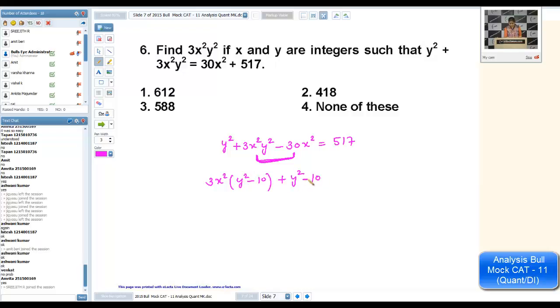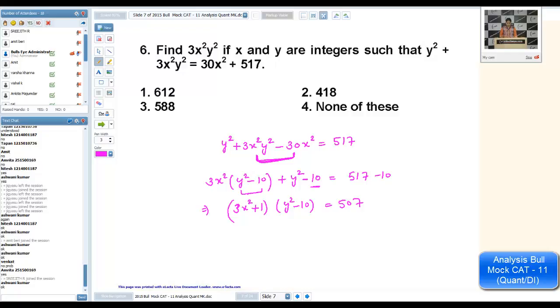So I'm making the same expression here. I'm getting y square minus 10, so I'm putting minus 10 here. So it will be 517 minus 10. So the factors are (3x square plus 1)(y square minus 10) is equal to 507. Now the major task is done. That is the catch in integral solution questions. Always try to factorize them. In 99% of these type of questions, you can apply the same technique.